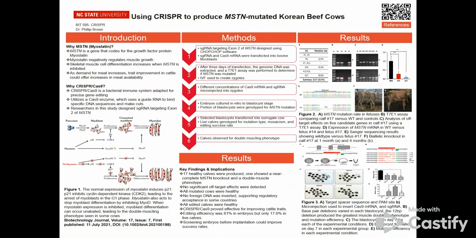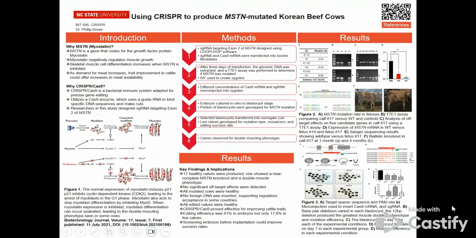And now, why was a CRISPR-Cas9 system used as opposed to other gene editing methods? CRISPR-Cas9 is a bacterial immune system adapted for precise gene editing, utilizing a Cas9 enzyme, which has a guide RNA, which leads it to bind to a specific DNA sequence to make the cuts, leading to double-strand breaks and mutations and complete gene knockout. Researchers in this study specifically designed a single-stranded guide RNA targeting exon 2 of myostatin.